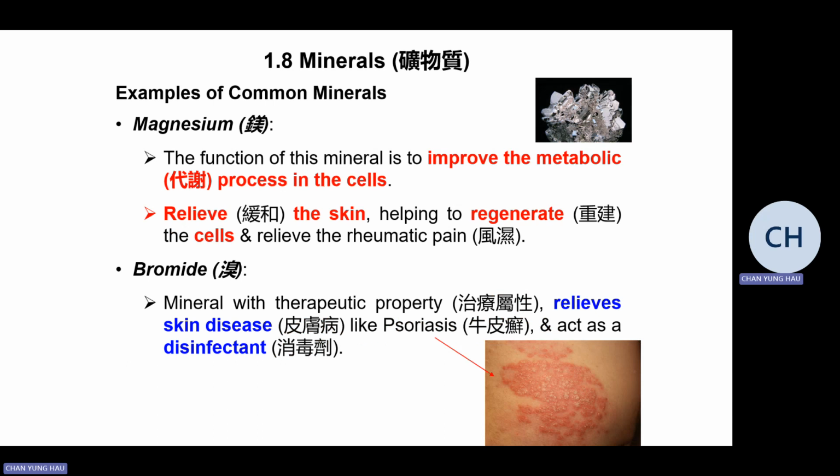So I will tell you some examples of the common minerals. For example, magnesium. Magnesium can improve the metabolic process in the cell. So that's why it can relieve the skin, regenerate the cell and relieve some muscular pain. And the next is bromide. Bromide can be used to relieve skin disease and can be used to treat psoriasis. Okay, psoriasis. So the picture is shown in the bottom right hand corner. So bromide can also be used as a disinfectant.